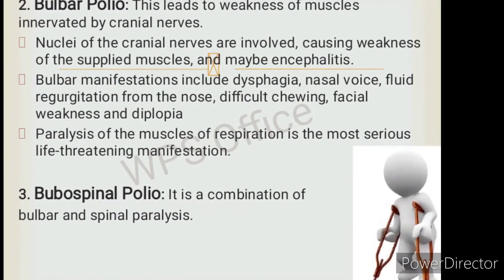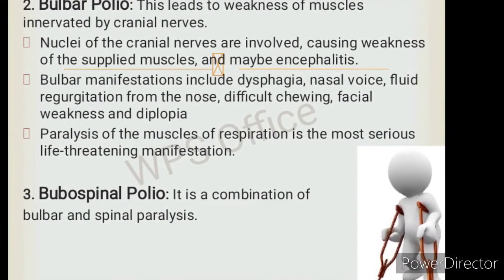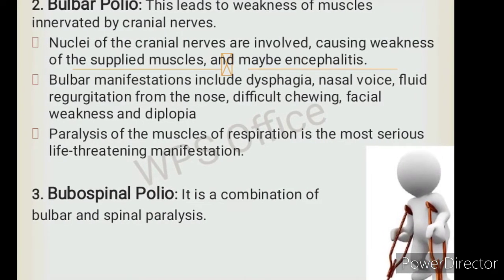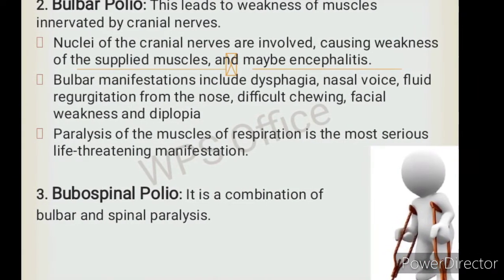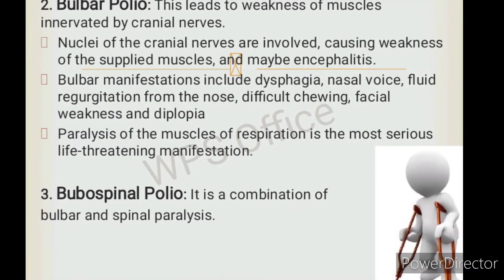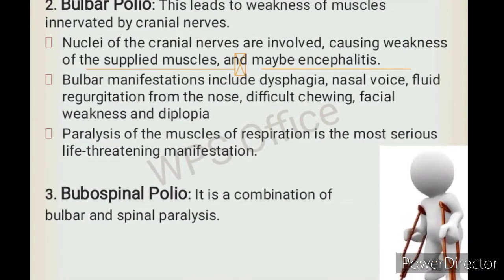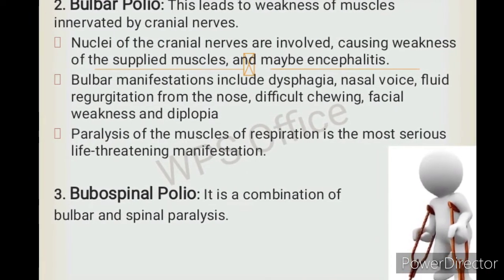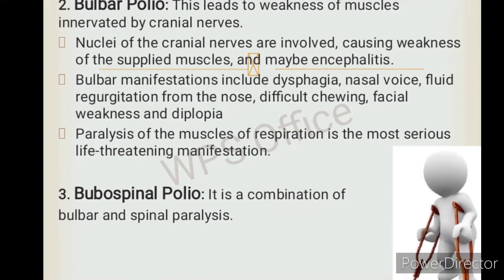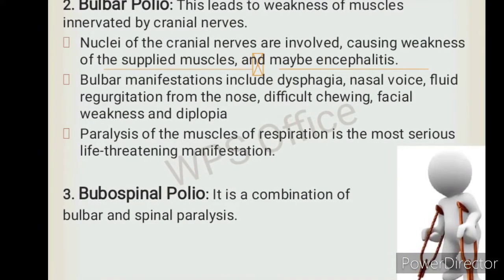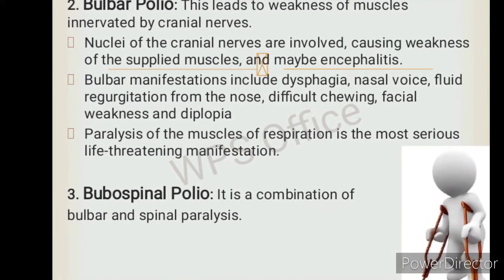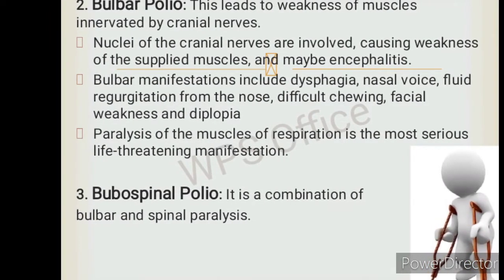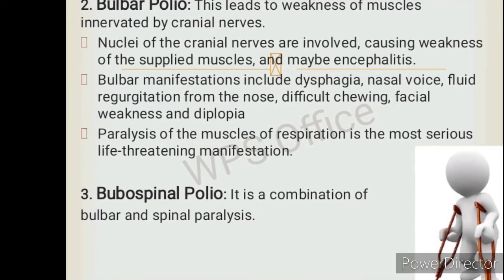Bulbar polio leads to weakness of muscles innervated by the cranial nerves, mainly affecting the cranial nerves. The signs and symptoms are mostly dysphagia, nasal voice, fluid regurgitation from the nose, difficulty in chewing, facial weakness, and diplopia. Then the last, bulbospinal polio, is a combination of bulbar and spinal. Both signs and symptoms will be shown in the patient.